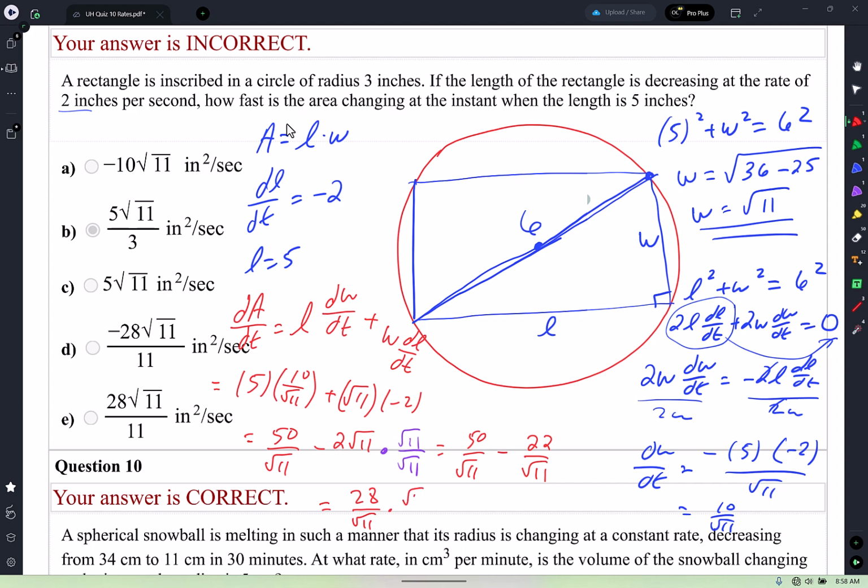Common denominator. So rationalize it, sorry. So multiply by square root of 11 over square root of 11. 28 square root of 11 over 11. And there it is. Square inches per second. Yeah, that one was tough. It had a lot of moving parts, guys. We probably spent like 3 or 4 minutes on that.